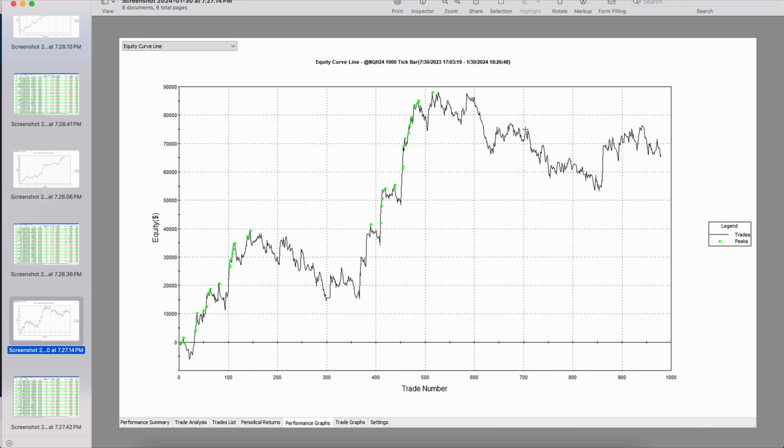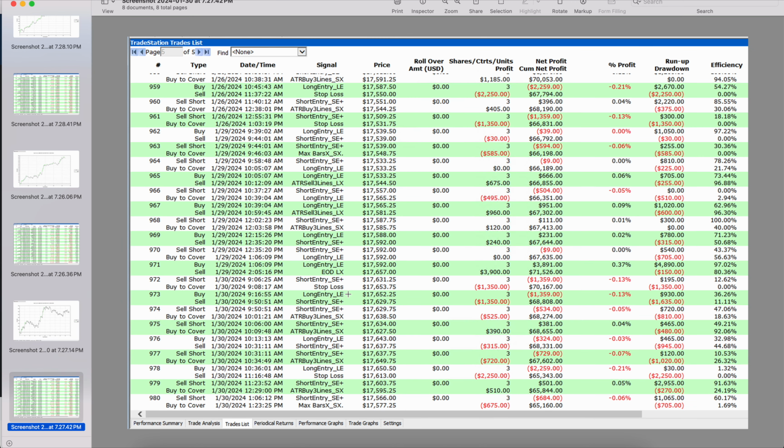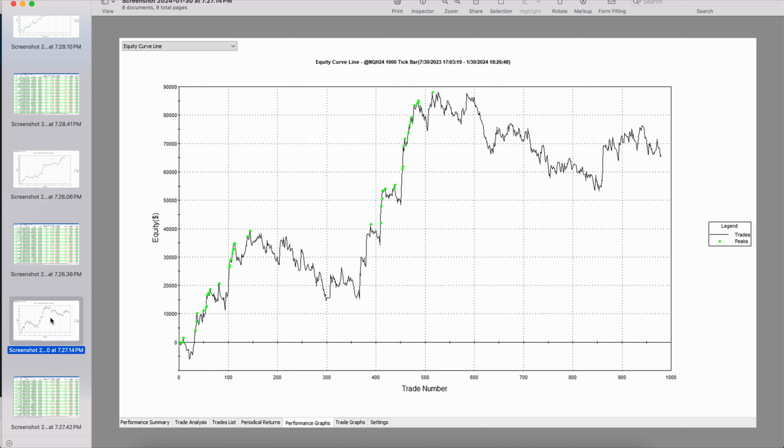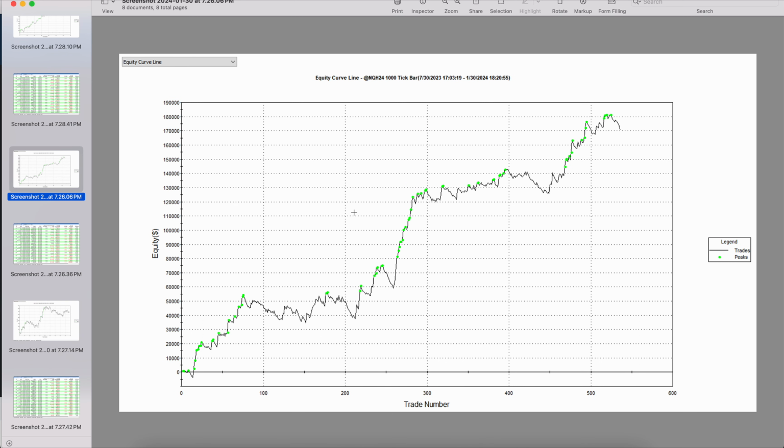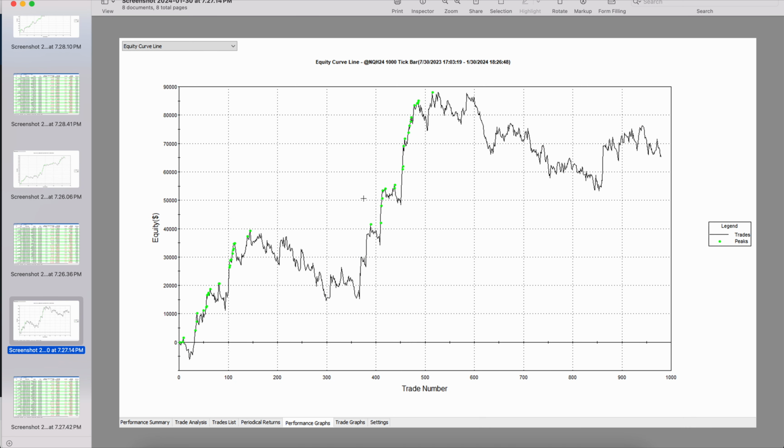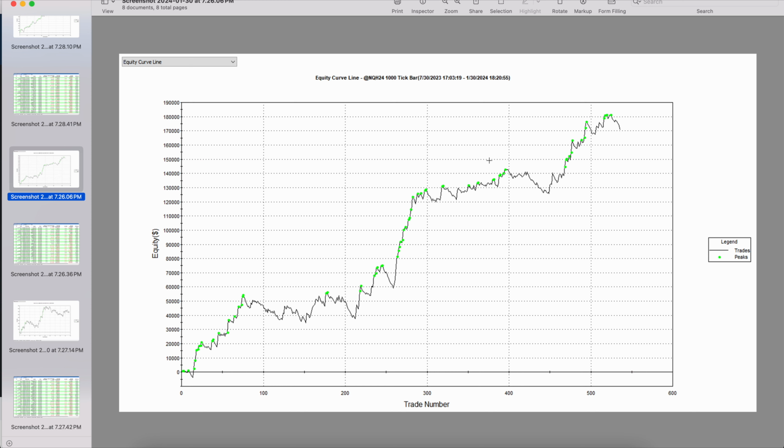This is the old version, and we had a nice pop yesterday, but we gave it all back and then some today. So ultimately the math works on both of these. It's just a matter of this one trades fewer times, and it's got less of a drawdown. So this is the one I'm moving to personally. So that's what the futures did today.